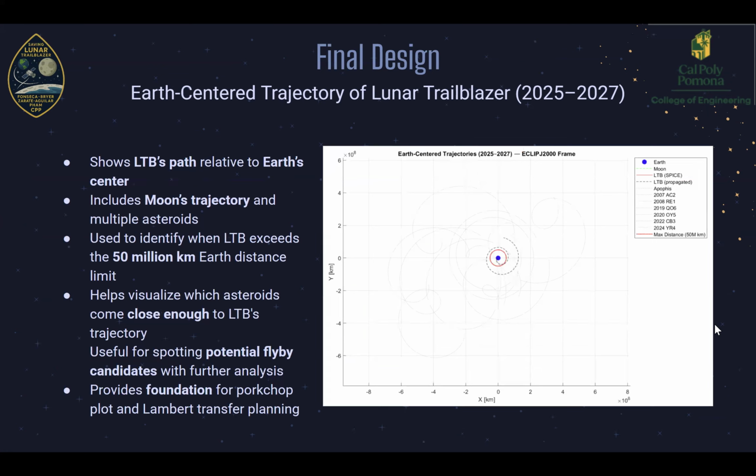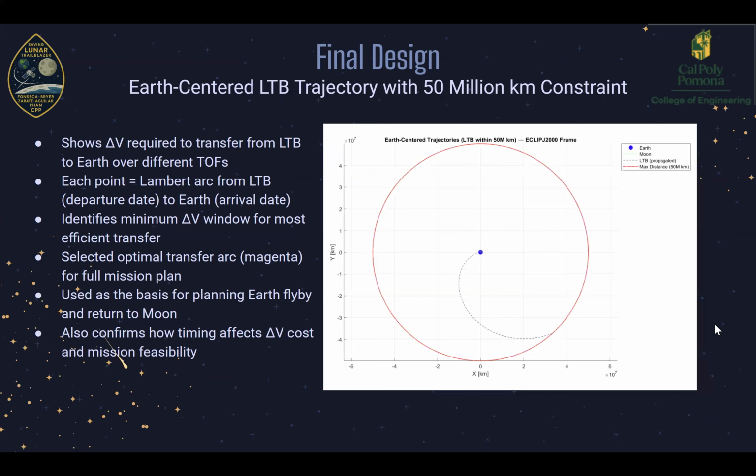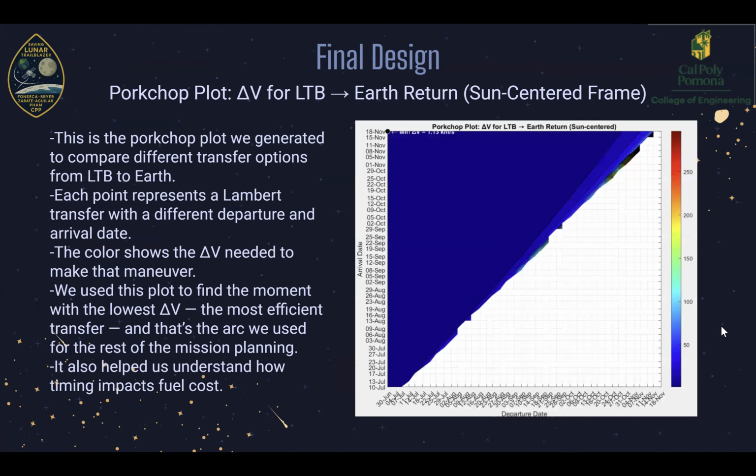Earth-centered trajectory of the Lunar Trailblazer. This shows the image from 2025 to 2027. Next slide. And this shows the Earth-centered LTB trajectory with the 550 million kilometer constraint. This identifies the amount of time that we have to make the maneuver until we lose contact past the 550 million kilometer constraint. Next slide.